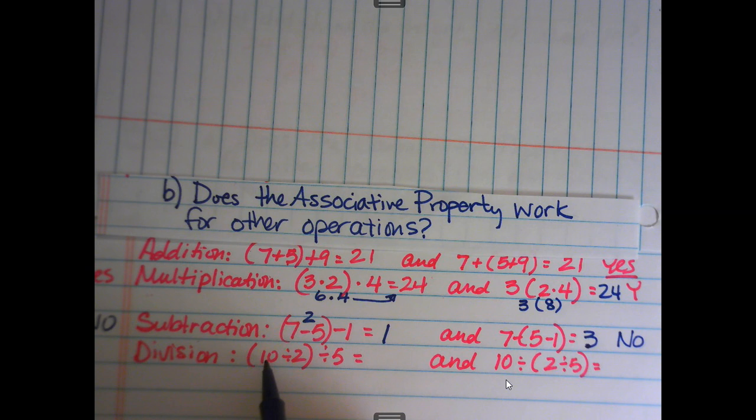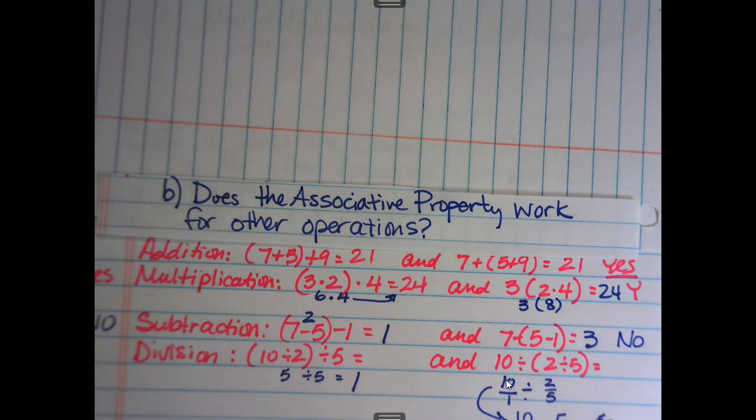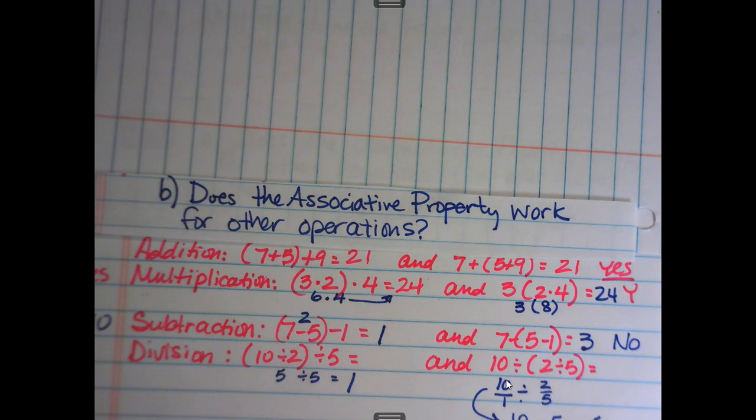And division, I've got 10 divided by 2 is 5. Divided by 5 equals 1. 2 divided by 5 is 2/5. And 10 divided by 2/5 gets rewritten as 10 multiplied by the reciprocal. Well, that's pretty weird. So that doesn't work.